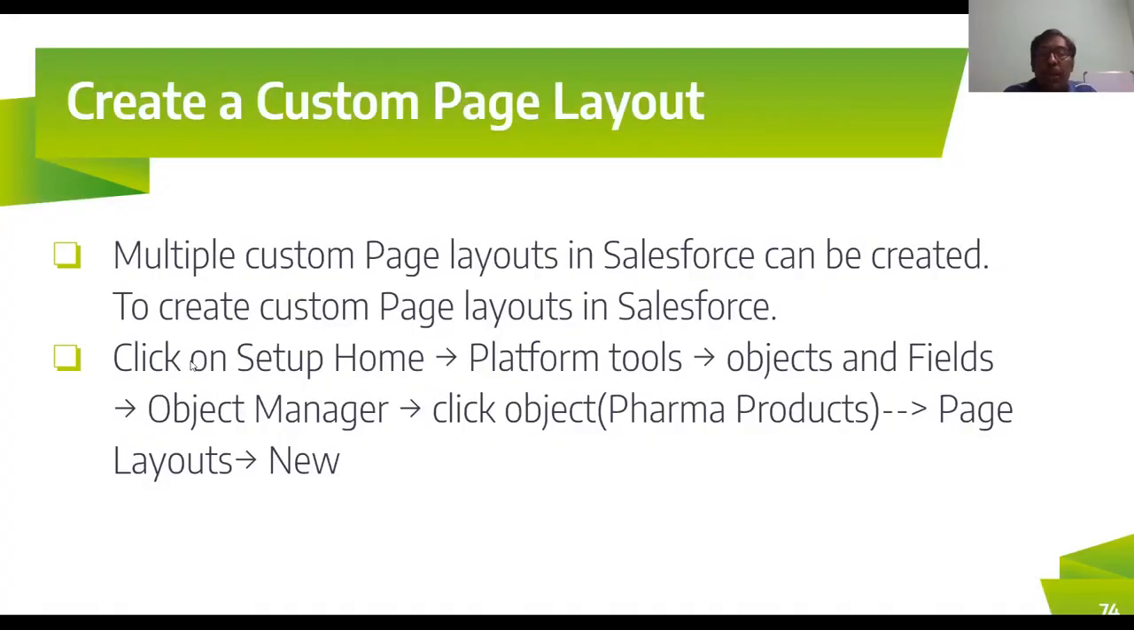Now let me show how to create a custom page layout. Multiple custom page layouts can be created. For this, you have to click on the object manager, or go with these steps: click on setup home, page of platform tools, object and fields, object manager. Then select the object, go to the page layout and click on new. This is how you create a new page layout.